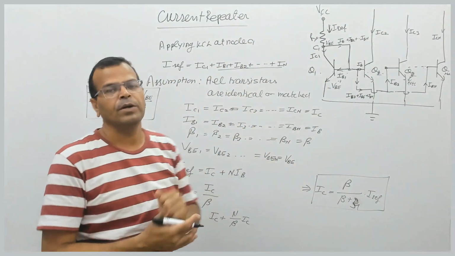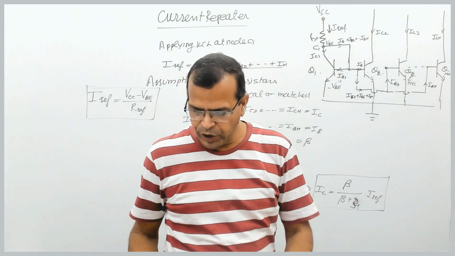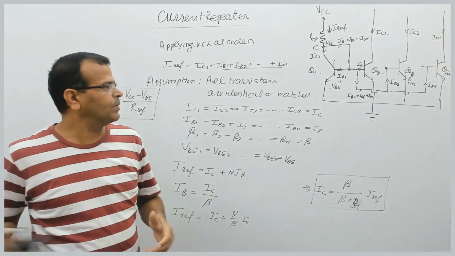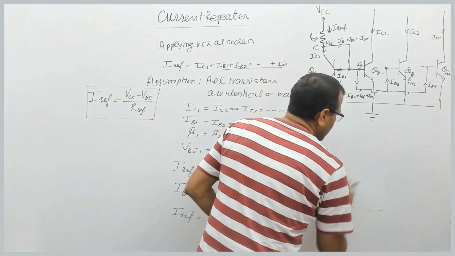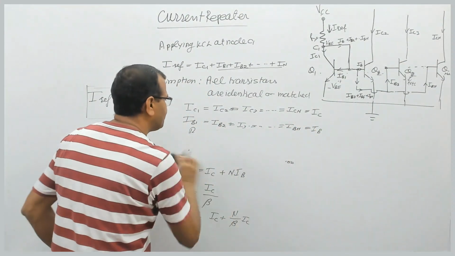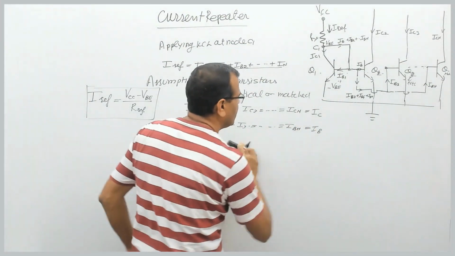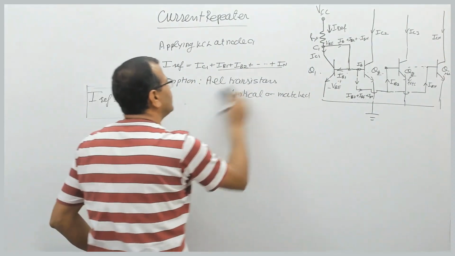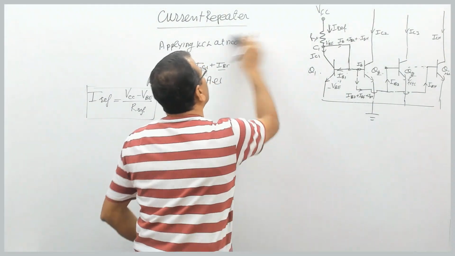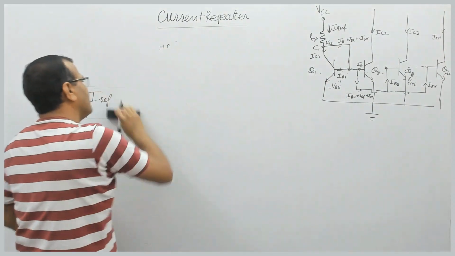Fine. So that is how you can do it, but you don't need to mug up the formula. Just remember the procedure. There was one question based on this concept, this circuit, that was in GATE. The question was of course based on the current repeater circuit. Let us see that example.